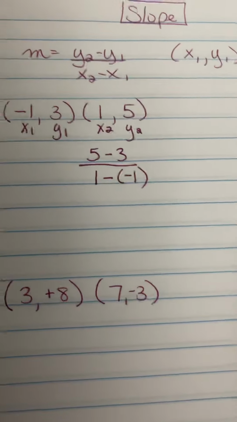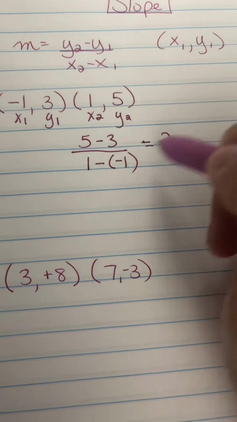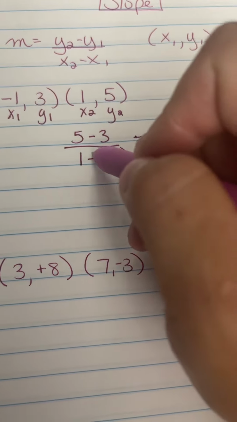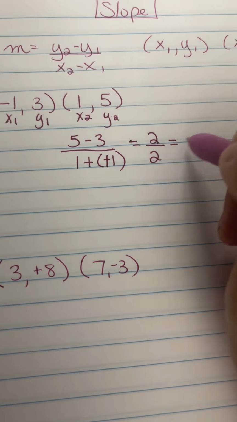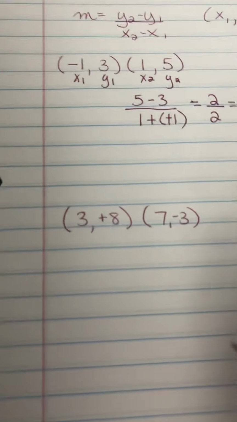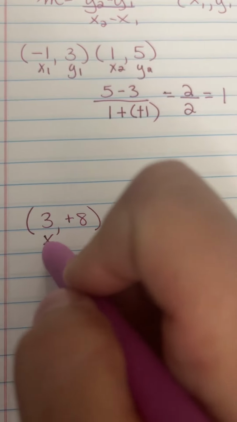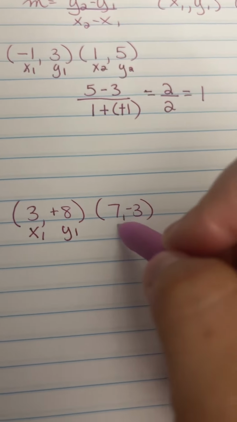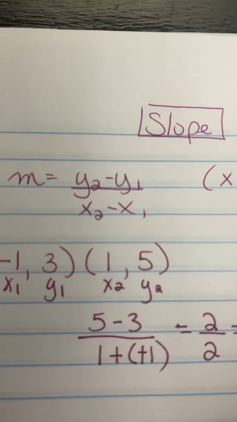Be very careful with signs. 5 minus 3 gives me 2. Keep, change, flip. 1 plus 1 gives me 2, so this slope is +1. I have another example here for you. I'm going to again label x1, y1, x2, y2, and use this formula.